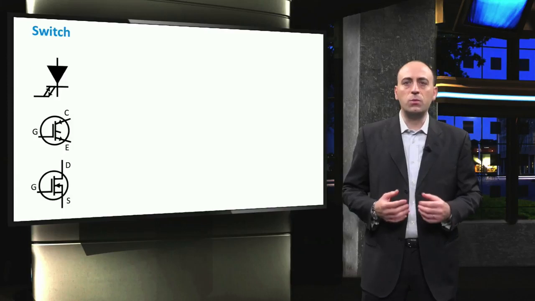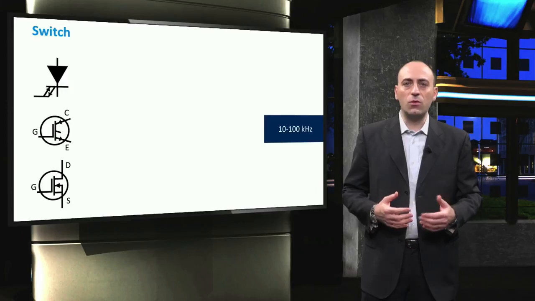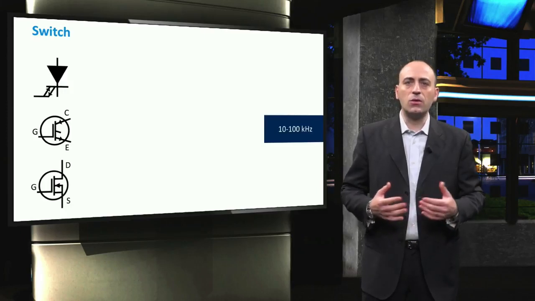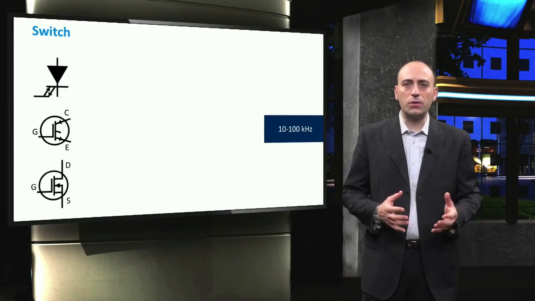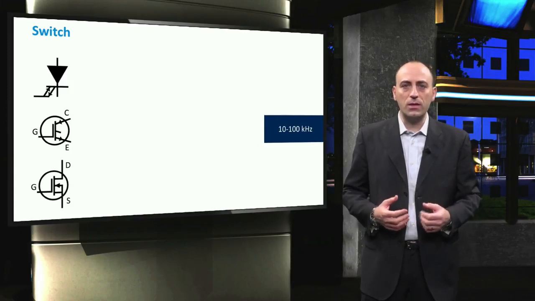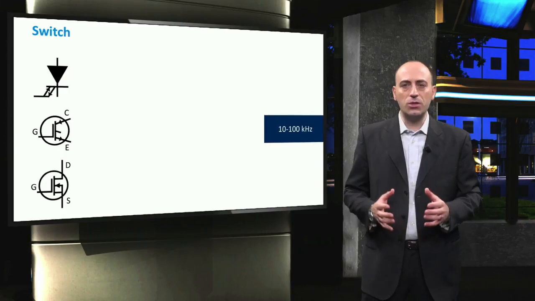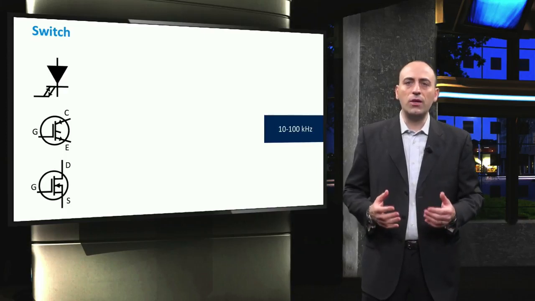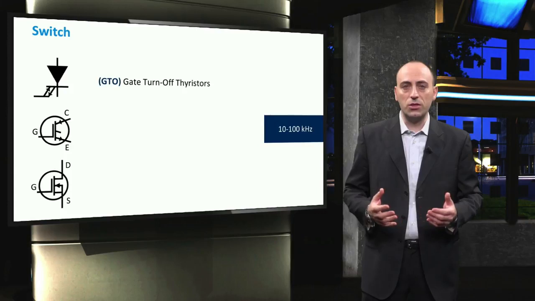First of all, we need switches, which are designed to turn on and off rapidly, from 10 to hundreds of kilohertz. These frequency ranges currently give a good compromise between harmonic distortion, reduced size of passive components, electromagnetic interference, and switching losses. Traditionally, conventional thyristors were used as switches.